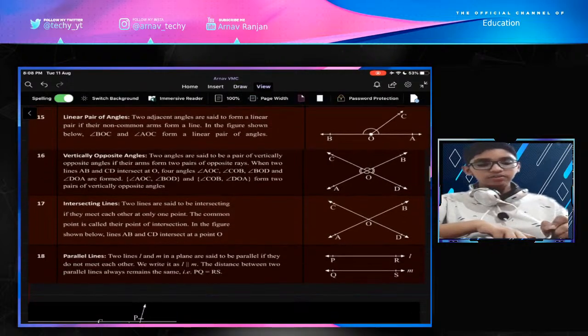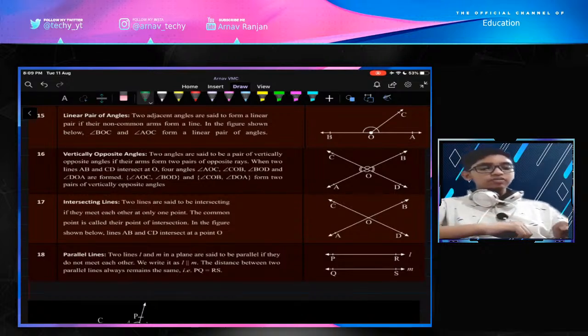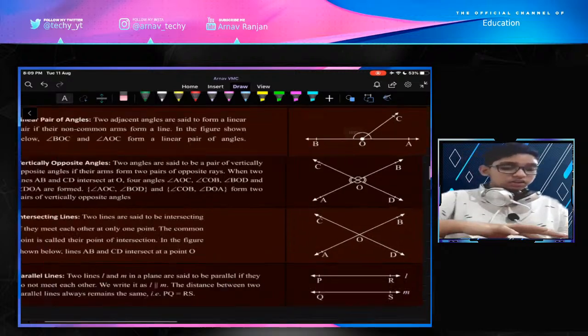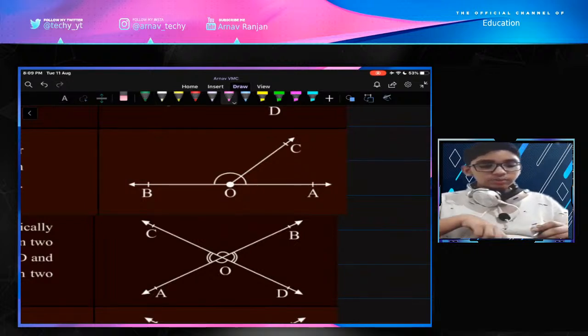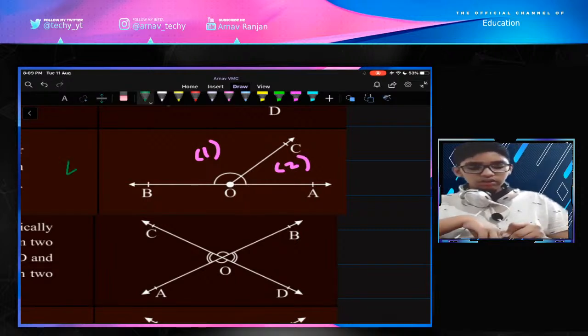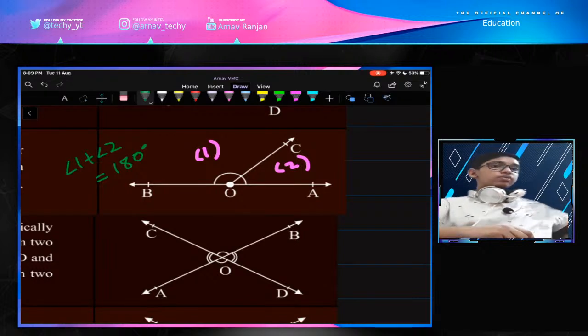Next we'll talk about linear pairs of angles. Two angles are said to form a linear pair if the non-common arms form a line. So in this figure, angle BOC and angle AOC are a linear pair. Let us suppose this is angle 1, this is angle 2. So angle 1 plus angle 2 is 180 degrees. In a linear pair, the sum of both angles is 180 degrees.